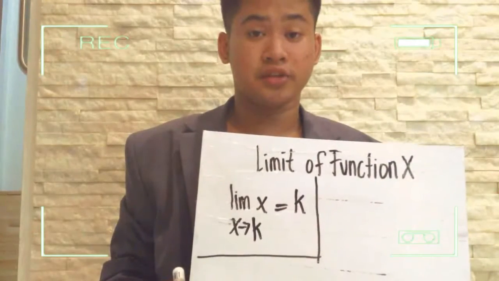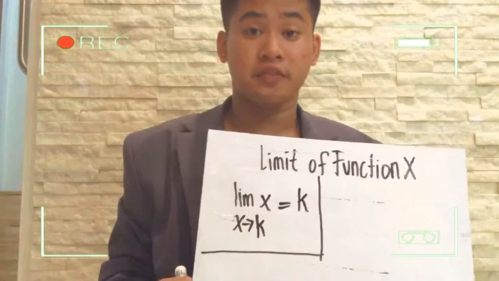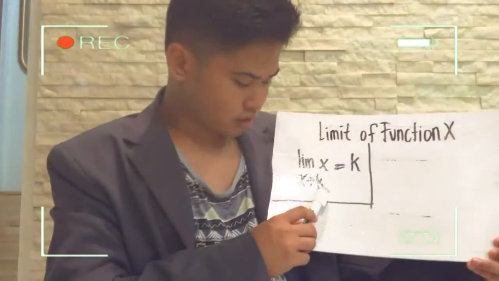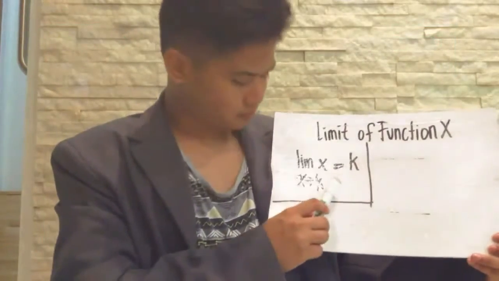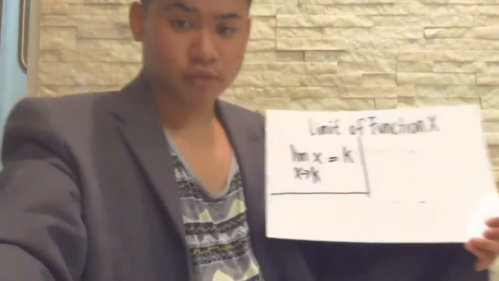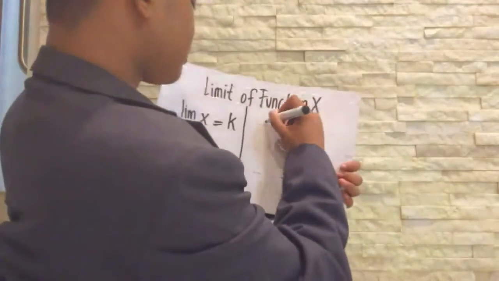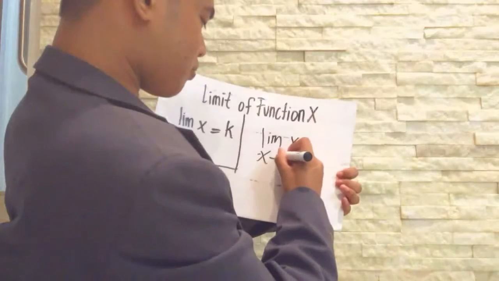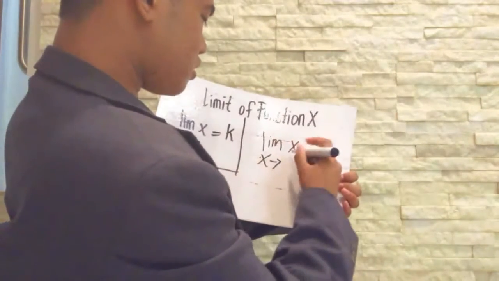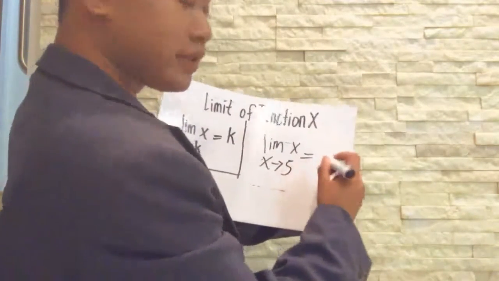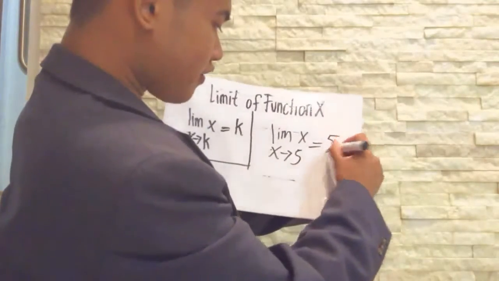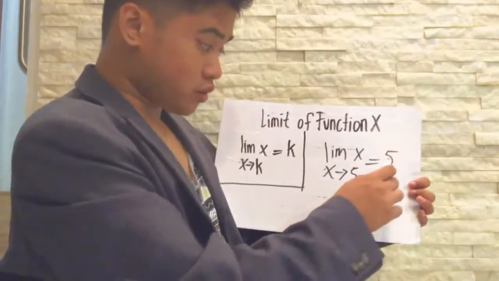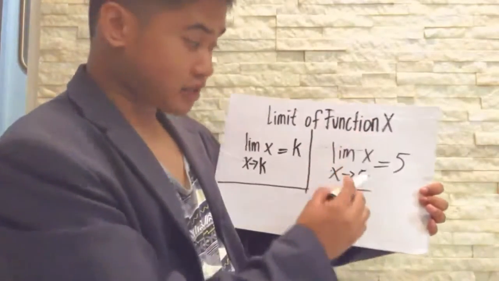Limit of function x. The limit of function x is defined as the limit of x as x approaches any constant is equal to the given constant. For example, the limit of x as x approaches 5. The answer here is 5, because the given constant here was 5, so 5 is our answer.